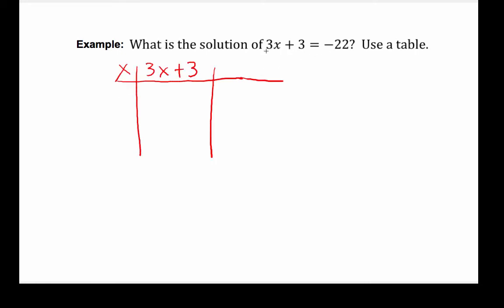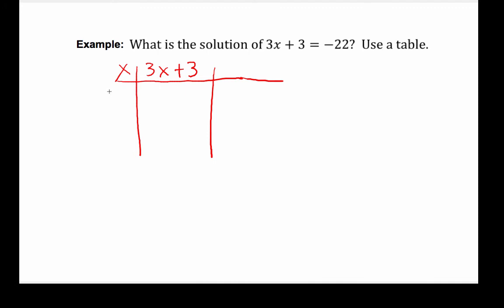All right, so we're going to make a table. So here we want this left side to equal negative 22. So if you look at it, we're going to take 3 times something and add 3 to it. And we need it to be a negative number. So our x values right away we know need to be negative. Also, we're going to add 3. So we're going to change this product by 3 units to make it negative 22. So we're going to want this product to be somewhere in the 20s, maybe upper teens, because we're going to change its value by 3 to get negative 22.